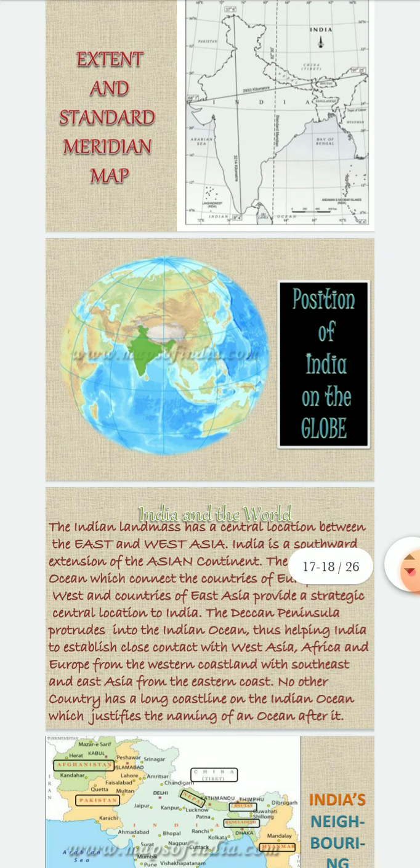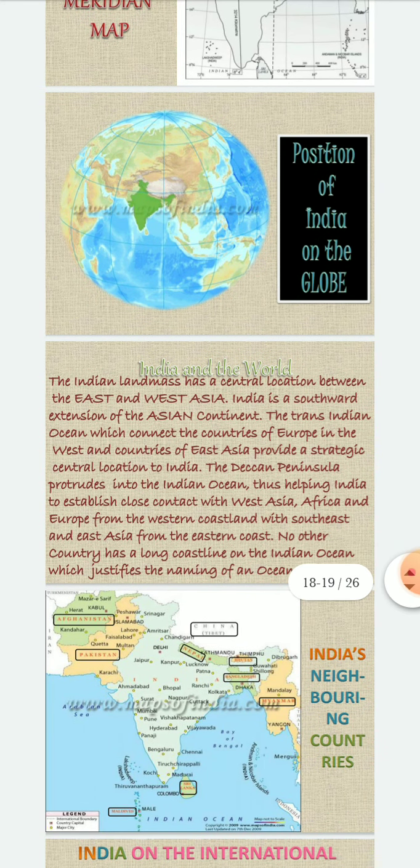So, the position of India on the globe. The Indian landmass has a central location between the East and the West Asia. India is a southward extension of the Asian continent, and the Trans-Indian Ocean, which connects the countries of Europe in the west and the countries of East Asia, provides a strategic central location to India.